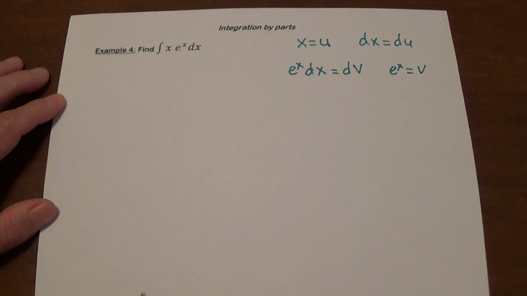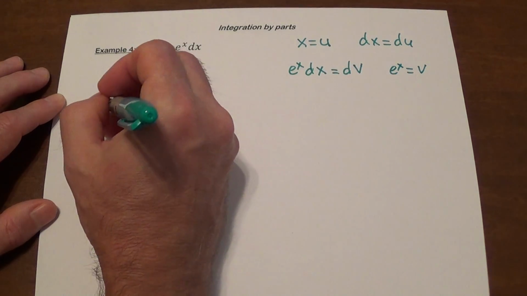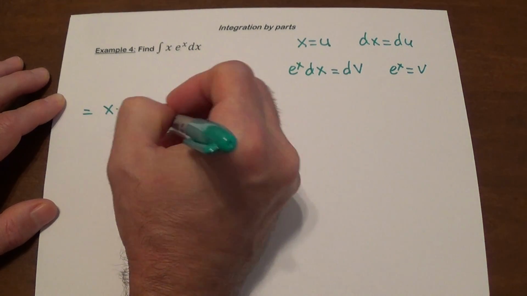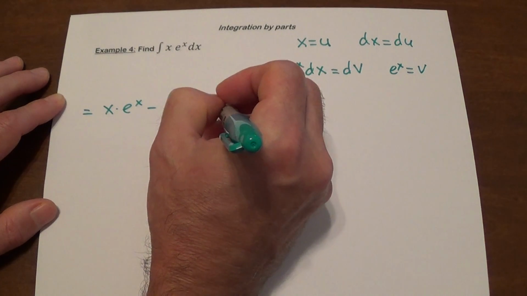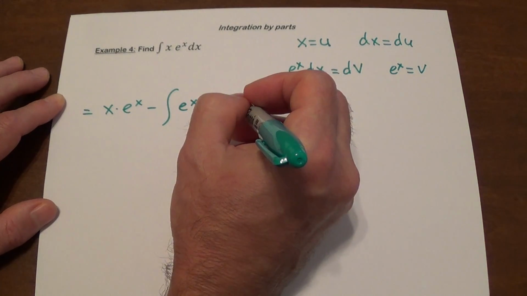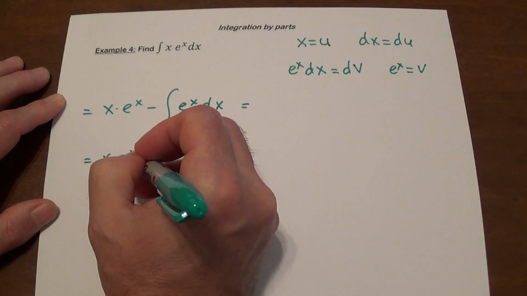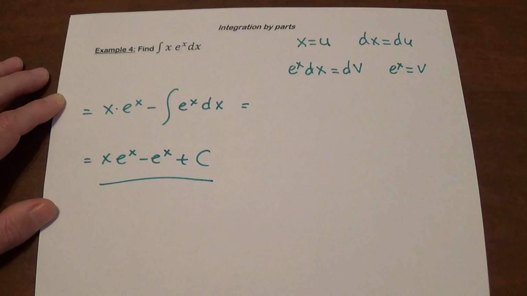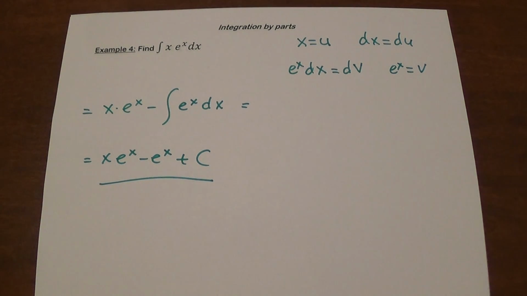Okay, so we are going to rewrite that. So uv is x e to the x minus the integral of v du, so e to the x dx. And it sounds very nice. You're going to love problems like that. x e to the x minus e to the x plus c.